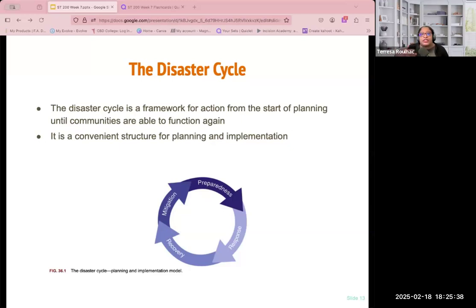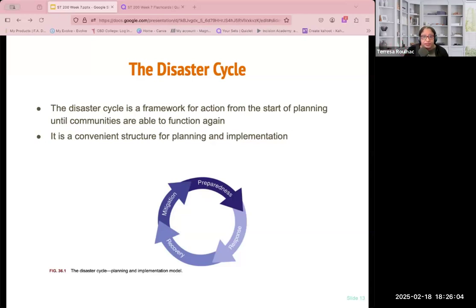Now, the disaster cycle is a practical framework. It's going to help healthcare teams, especially us, organize our response and recovery efforts, ensuring that we are ready to act effectively throughout every stage of the disaster. Did that help break that down? Because you may see questions on the four phases.